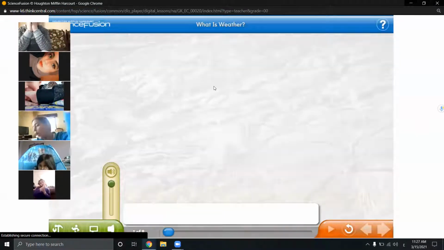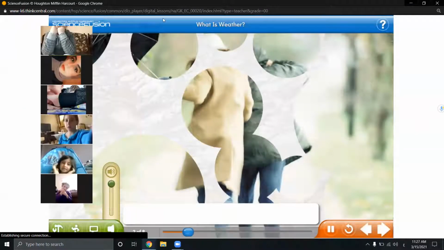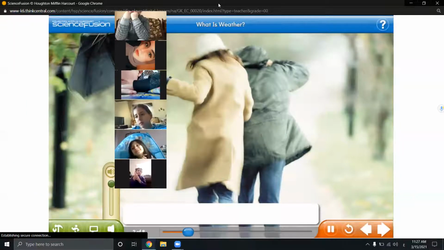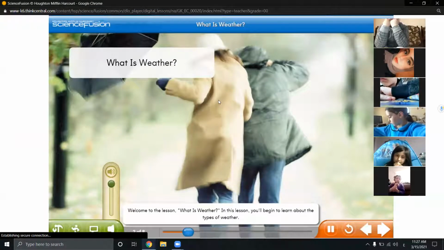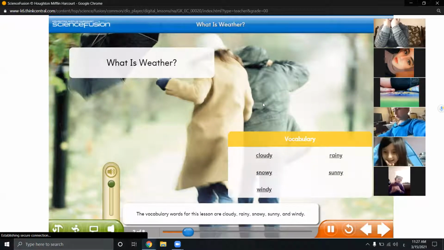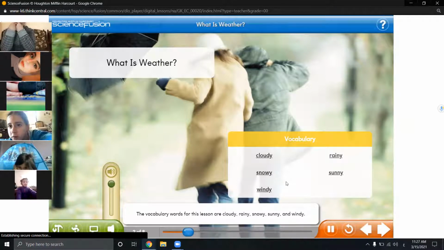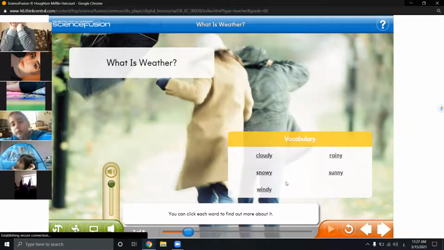Now let's see our movie. Okay, this is not how I'm going to explain the lesson, okay? It's just an introduction, right? Welcome to the lesson, What is Weather? In this lesson, you'll begin to learn about the types of weather. The vocabulary words for this lesson are cloudy, rainy, snowy, sunny, and windy. You can click each word to find out more about it. Okay, let's discuss these words together.